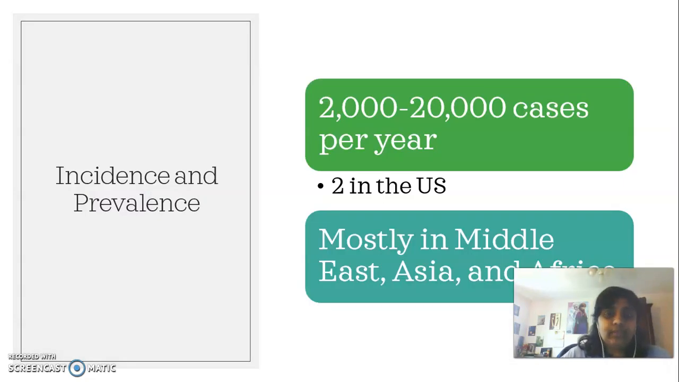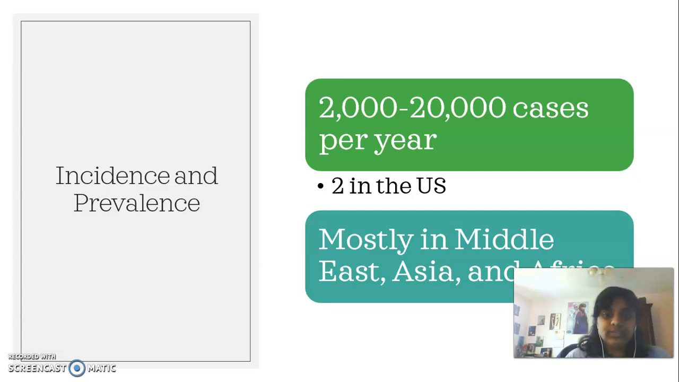So incidence and prevalence, it's around 2,000 to 20,000 cases per year. It's one of those things that's a little bit hard to track depending on where it is. There's usually only about 2 cases in the US. I want to say that the last case was in 2009. And that was from a woman who was working with drums. She was making drums and she ended up inhaling some of the spores.